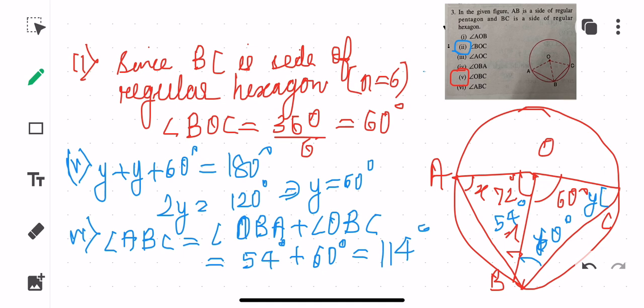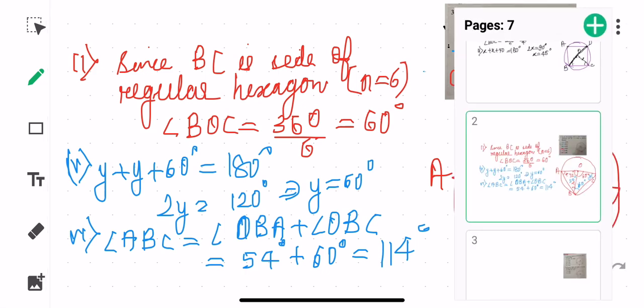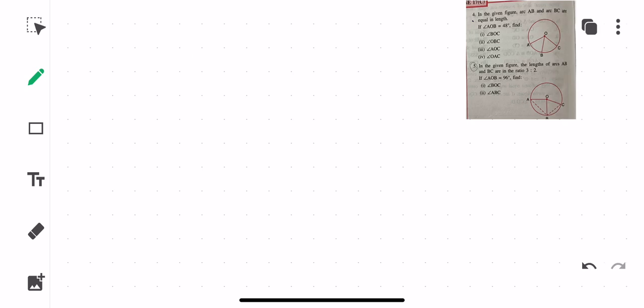Initially I just thought that both of them are sides of a regular pentagon, but no, both of them are not sides, children. Only one of them is the side of a regular pentagon and another one was a side of a regular hexagon. So the same things have to be done, but separately. Now we'll be moving to question number 4.